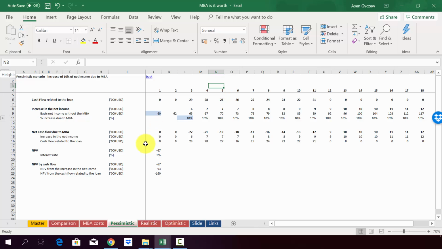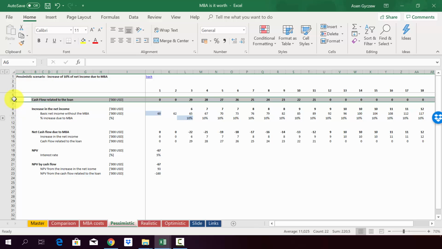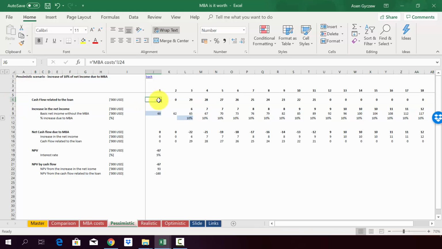So let's have a look at the first scenario, the pessimistic one. So please go to sheet pessimistic, and you'll see here that we tried to show both the benefits and costs of having the MBA, obviously assuming the pessimistic approach to benefits. So the cash flow related to the loan we have modeled in the MBA cost sheet. And here we simply show the data. So we start repaying the loan and interest in year 3, and then we finish this in year 11. So every year, roughly, we are paying above 20K.